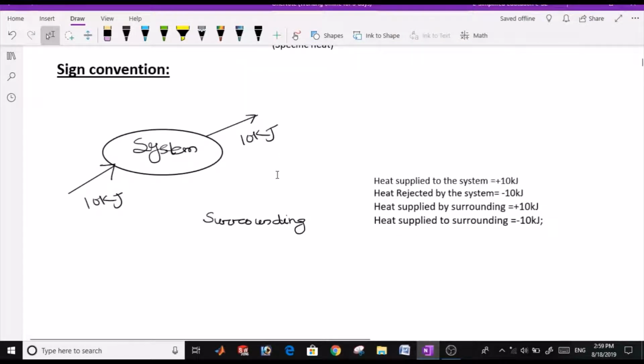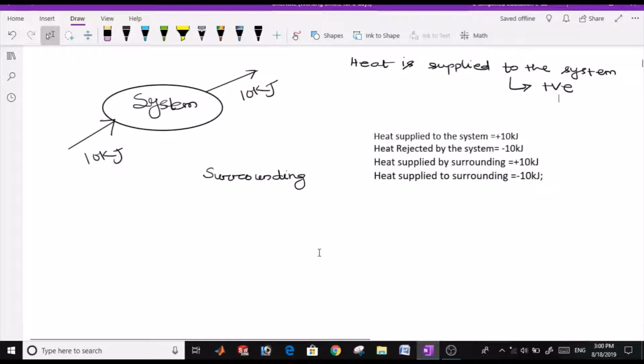Next, coming to the sign convention, as we have discussed in the work energy interactions, there is a sign convention for work transfer. When work is done by the system, we take it positive. When work is done on the system, we take it negative. Similarly, for heat energy also, when heat is supplied to the system, we take it as positive, and when heat is rejected from the system, then we take it as negative.